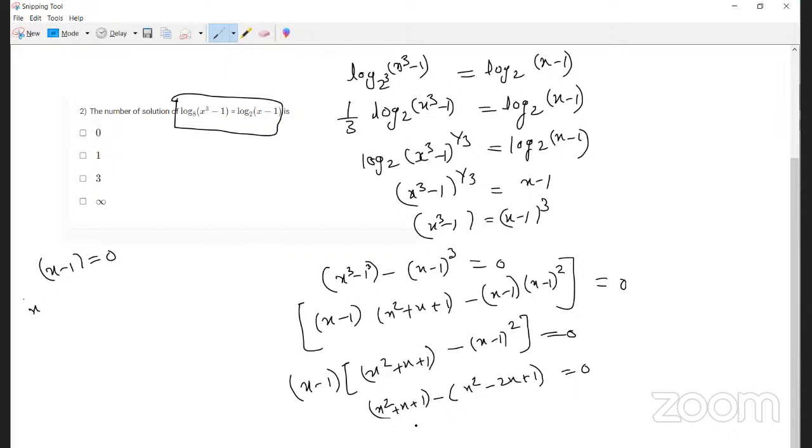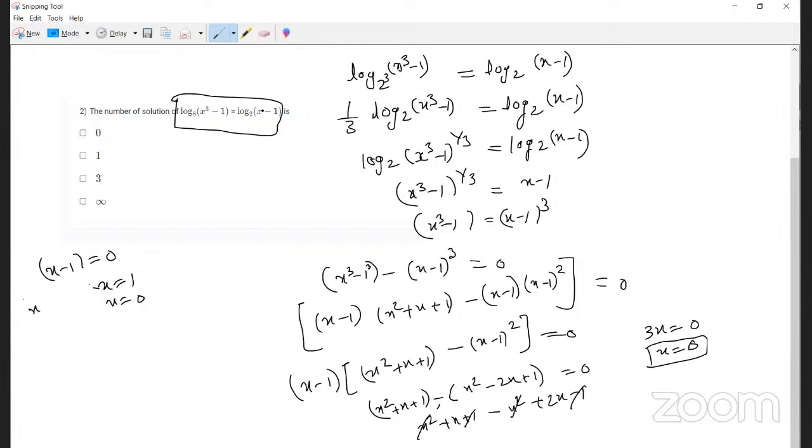So now bracket open: x square plus x plus 1 minus x square plus 2x minus 1. Then the x square cancels, the 1 cancels, and 3x equals 0. Yes, sir. So 3x equals 0, x equals 0. Right. So either x equals 0 or x equals 1.